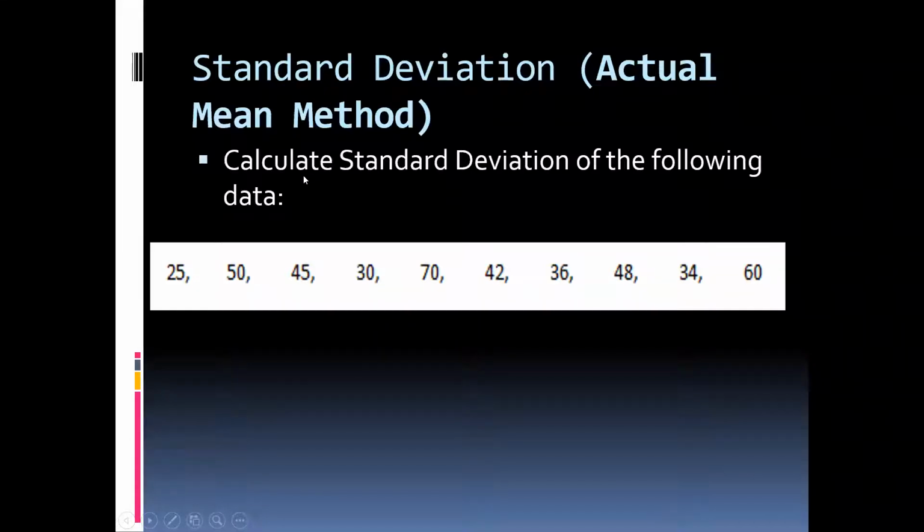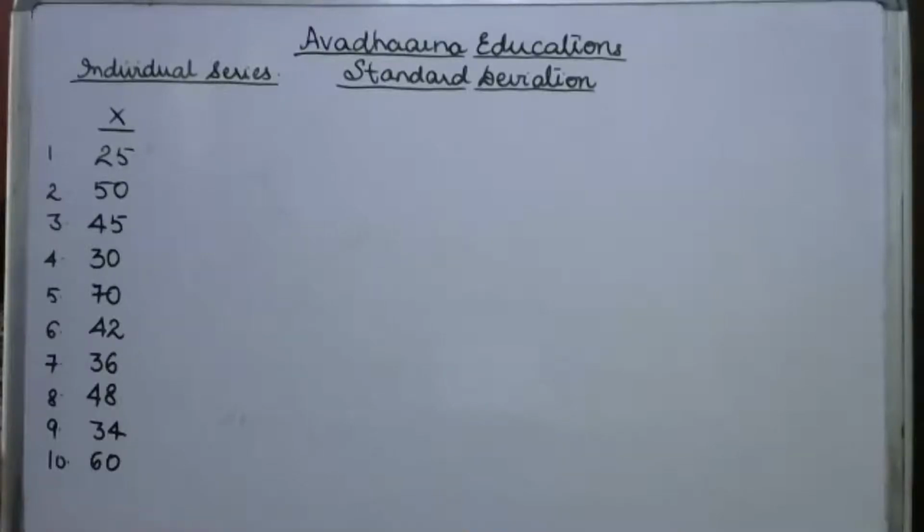So here is a question in front of you. Calculate standard deviation of the following data, and you can see it's an individual series. The items are 25, 50, 45, 30, 70, 42, 36, 48, 34, and 60. So let's calculate the standard deviation of this series by actual mean method. So this is an individual series. Now the first step is to calculate the mean.